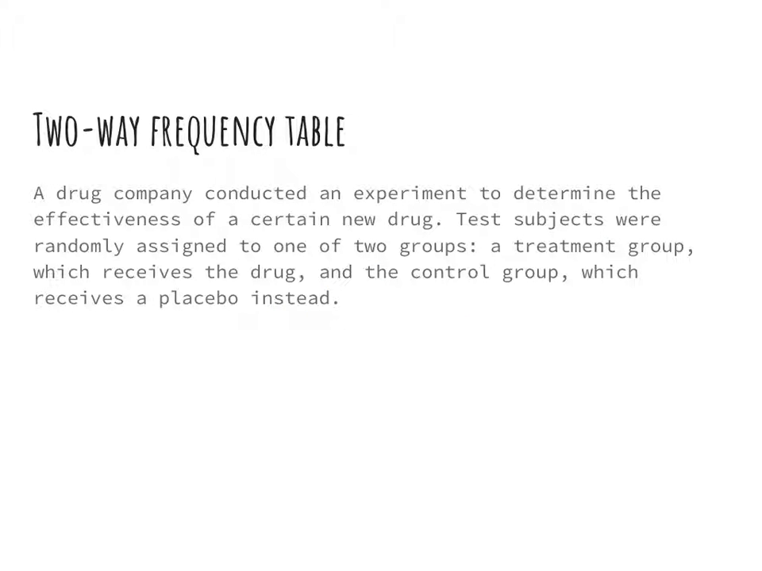So now we're going to talk about two-way frequency tables. We've got an example problem here. A drug company conducted an experiment to determine the effectiveness of a certain new drug. Test subjects were randomly assigned to one of two groups. You are either in a treatment group, who received the drug, or you're in the control group, who received a placebo or a fake drug instead. In the next slide, you'll see the table with all of the data values in it.